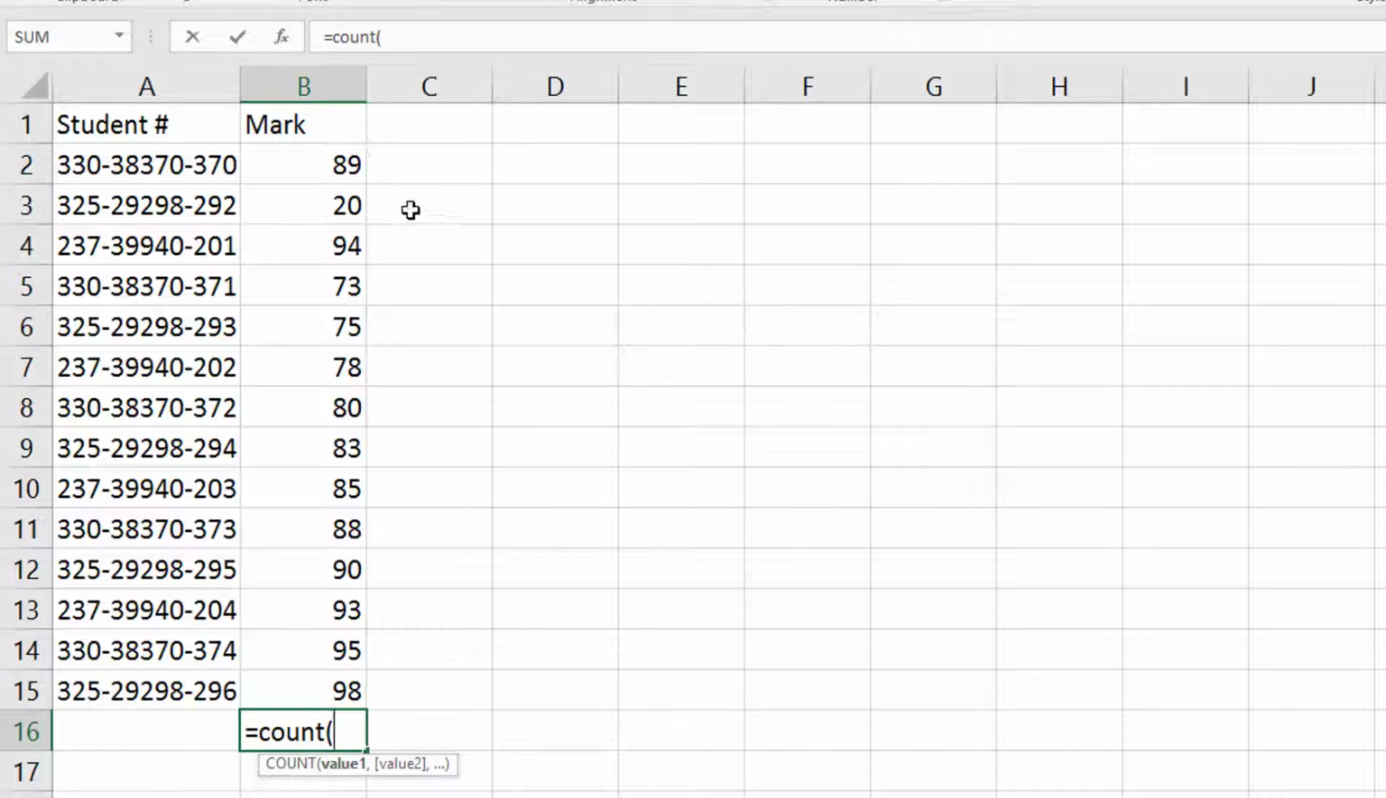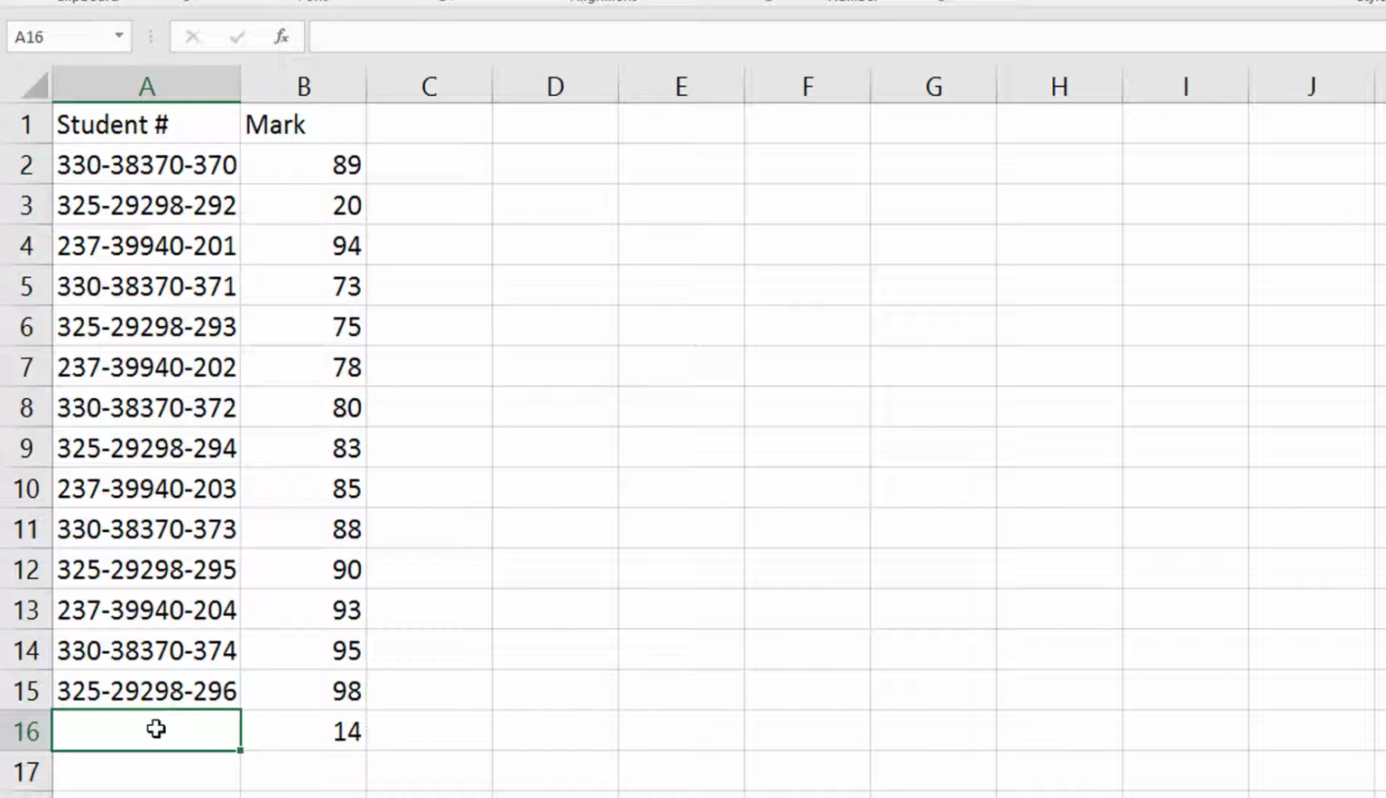So equals COUNT, open bracket, and then I highlight the range. Or, if I knew I was going to add more numbers later, I could just highlight the column. But let's just highlight the range in this example, because I'm putting the totals under, so the chances of me adding more later are very slim. COUNT tells us we have 14 students, and that makes sense because we have 14 rows after this marked one.